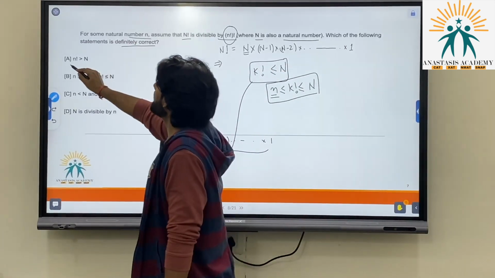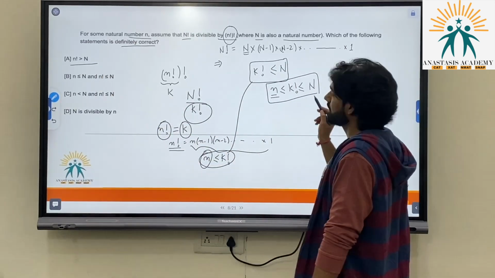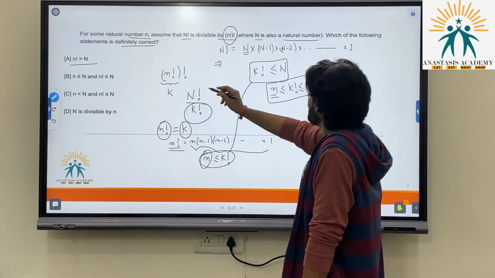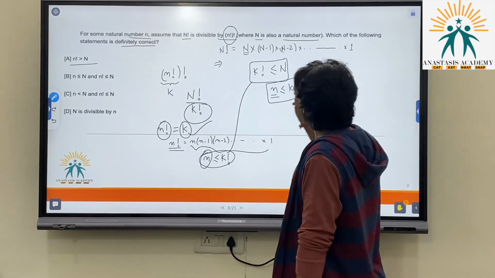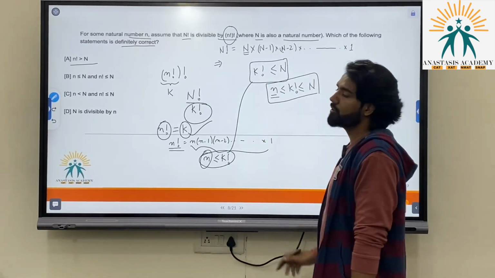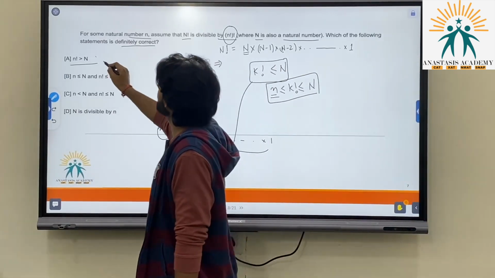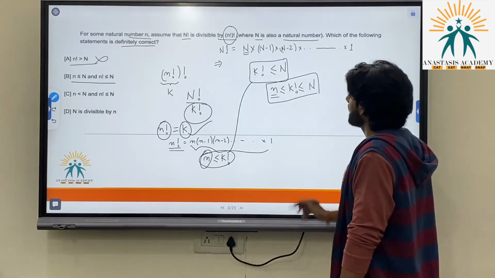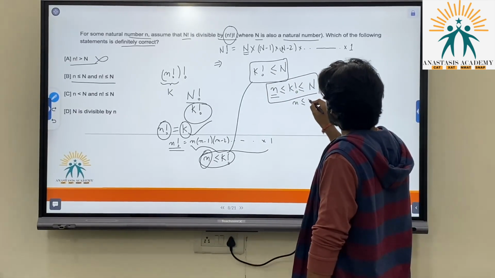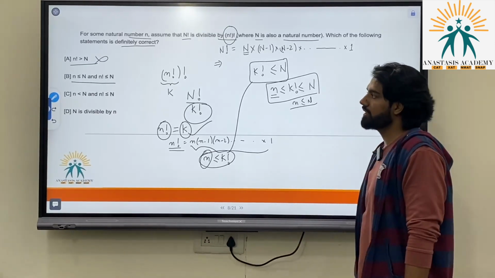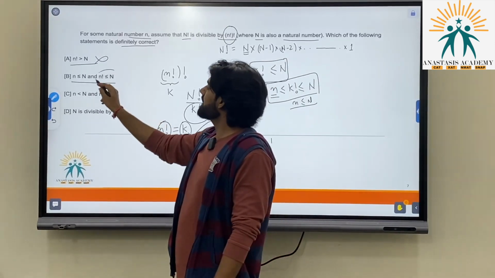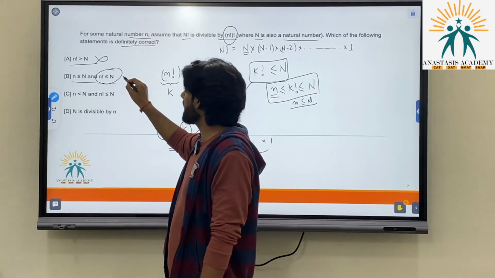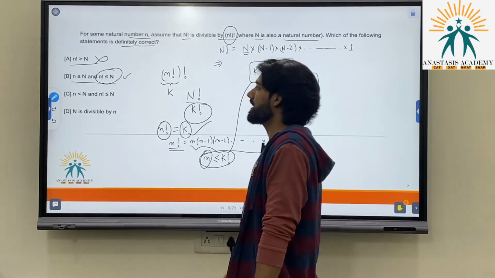First, n factorial is greater than n. No, definitely an incorrect option, because what is n factorial? N factorial is k, and this k will be less than or equal to N always. It cannot be greater, so it is incorrect. Second, option B: n is less than or equal to N. Yes, from this case I can write n as less than or equal to N, and n factorial is less than or equal to N. Yes, k is less than or equal to N. So this seems to be the correct option. Let's see the others.